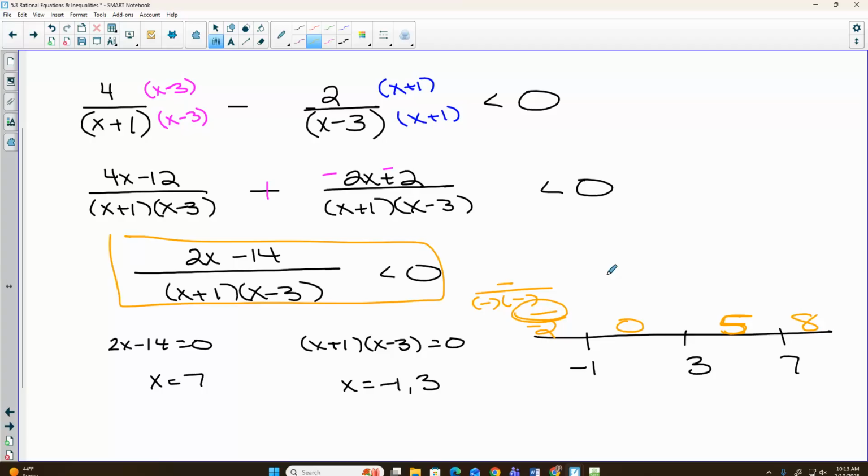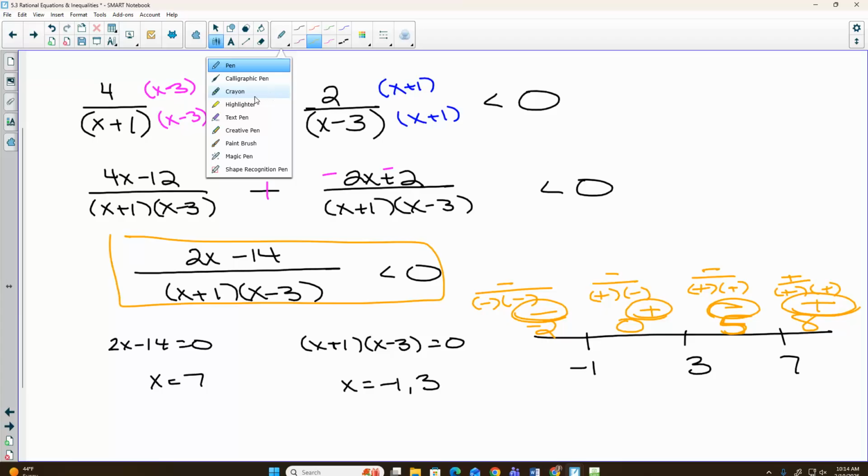If I put in a 0, 0 minus 14 is negative. 0 plus 1 is positive. 0 minus 3 is negative. So that part would be positive. Put in a 5. 10 minus 14 is negative. 5 plus 1 is positive. 5 minus 3 is positive. So 1, that would be negative. And if I put in an 8, 16 minus 14 is positive. 8 plus 1 is positive. 8 minus 3 is positive. So all positives make positive.